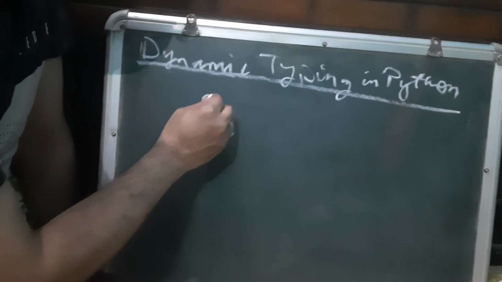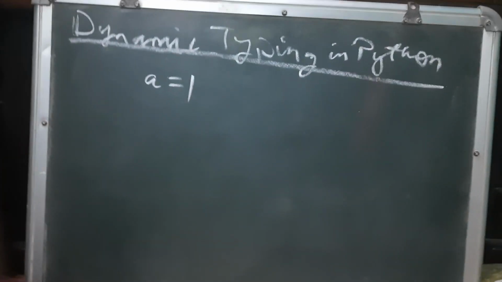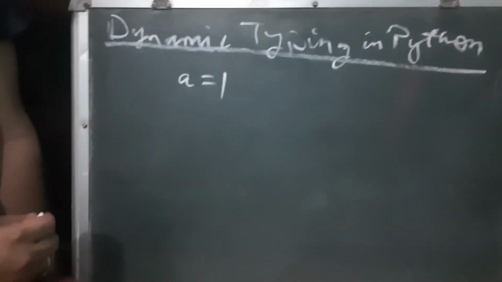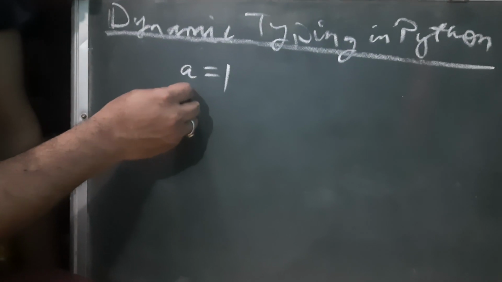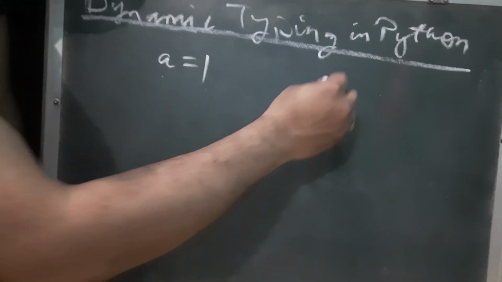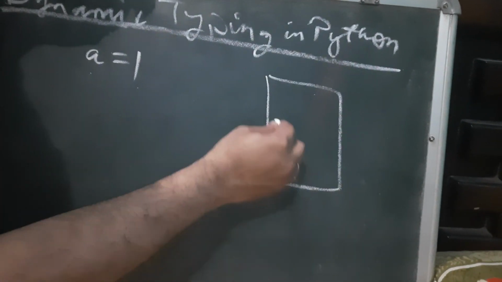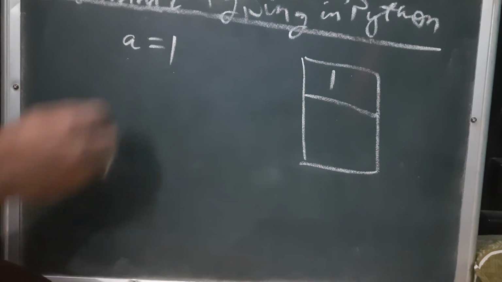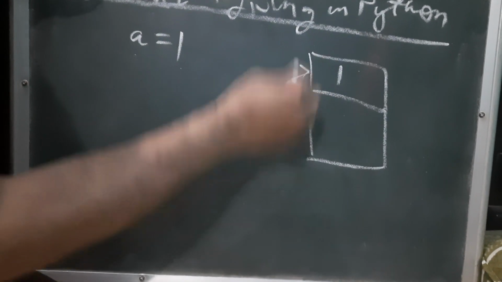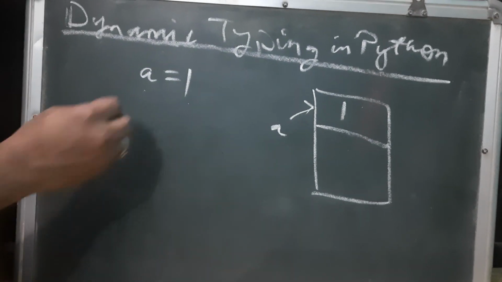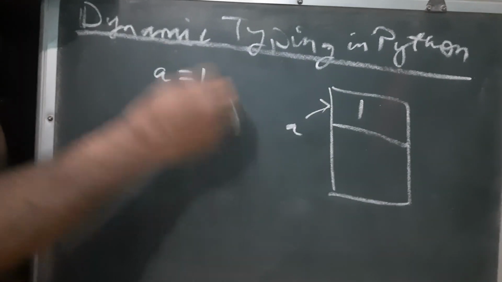For example, let us say a equals to 1. Okay, so a equals to 1 here means, as in C++, that a is a memory location which has value 1. But in Python it means that this 1 is an object, and this object is nothing but a memory location to which this variable a is binding. Suppose I say a equals to 2.